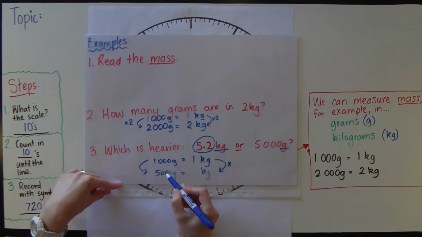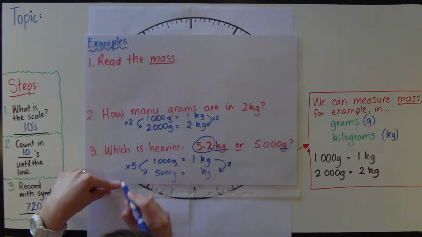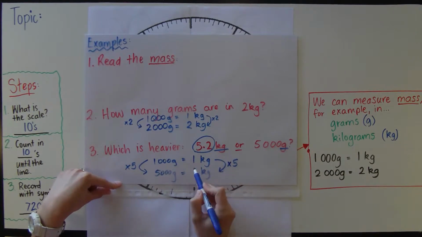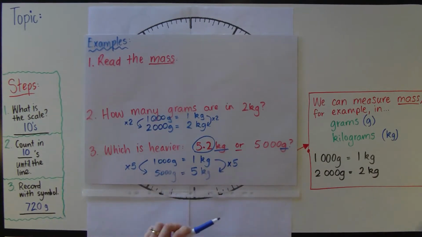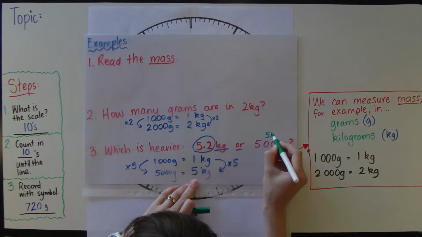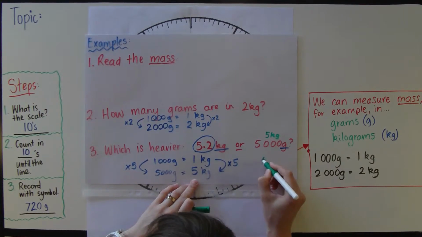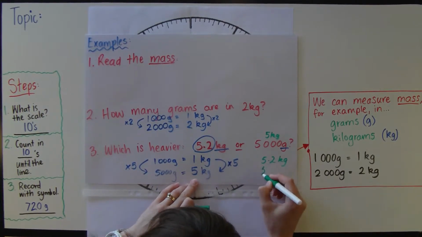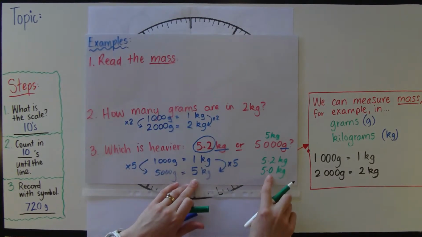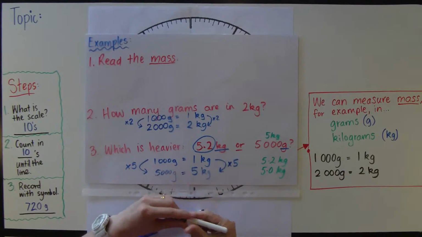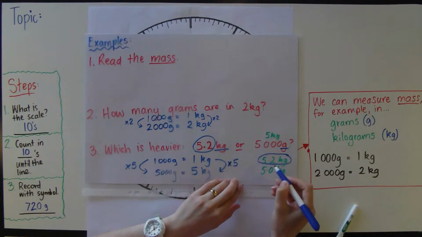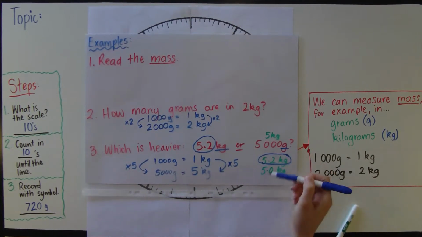Over here we've got 1,000 to 5,000, that means we're timesing by 5 to get there, so we times by 5 on the other side as well. So 1 times 5 is 5. Then you can compare them and say, well, this one here is actually the same as 5 kilograms, so you can say 5.2 kilograms or 5 kilograms. And 5 kilograms is the same as 5.0, but we just don't need to put that in there because that can be hidden. So we know that this one here is in fact heavier. 5.2 kilograms is heavier than 5,000 grams.